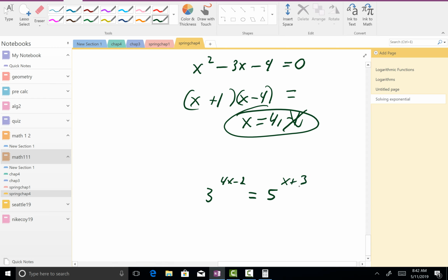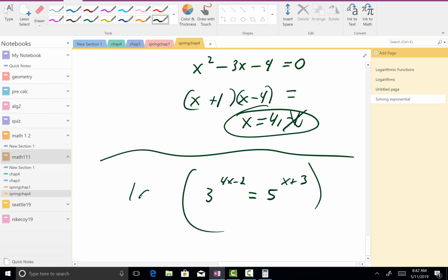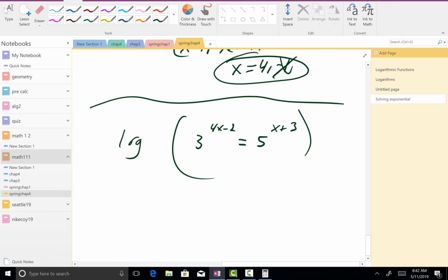Here's where we have one in an exponential. Again, what was our technique on this? What are we going to do if we have a variable in the exponent? Right, we're going to do the log of both sides. That's going to pop out in front.